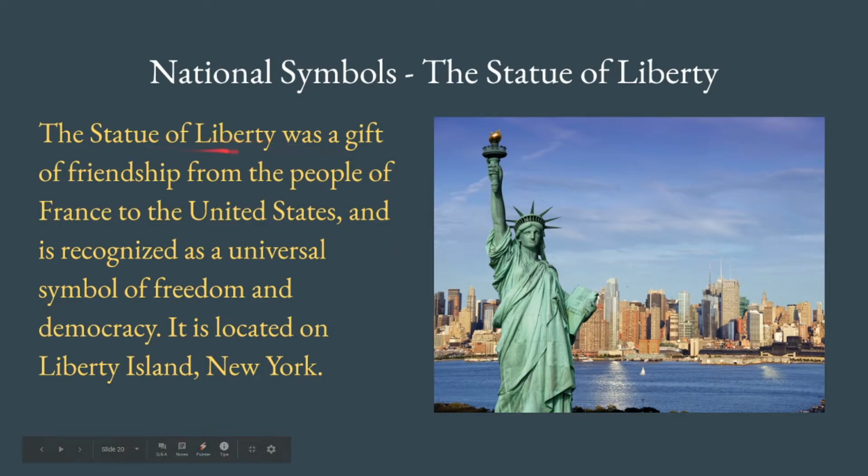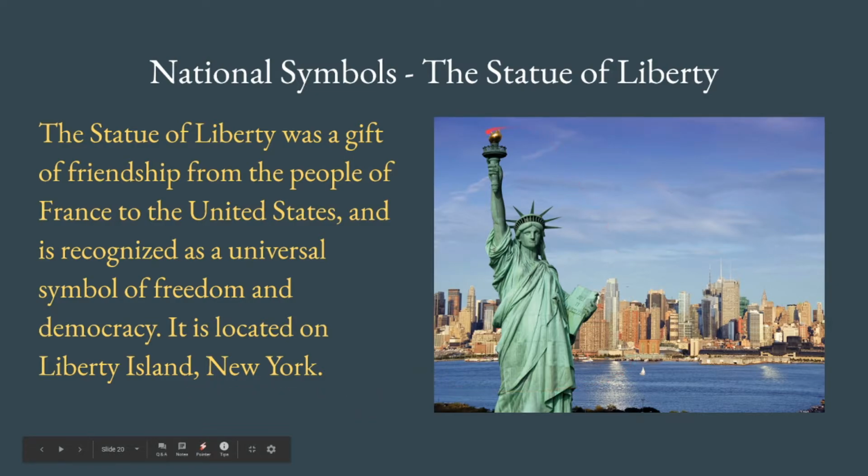So the Statue of Liberty was a gift of friendship from the people of France to the United States and is recognized as a universal symbol of freedom and democracy. It is located on Liberty Island, New York.